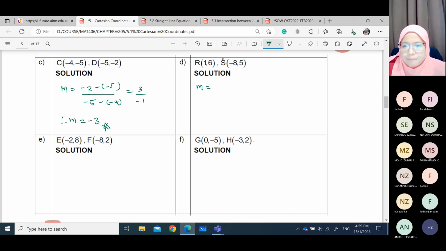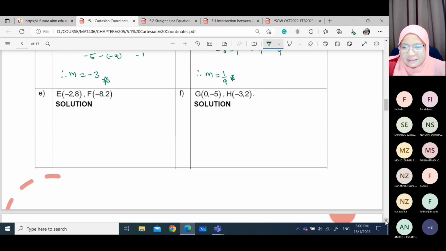So for the slope between points R and S, the slope here is 5 minus 6 over negative 8 minus 1. So the solution here is negative 1 over negative 9. So our M, our slope here, is 1 over 9. Therefore the slope between these 2 points is 1 over 9. Did you get 1 over 9?